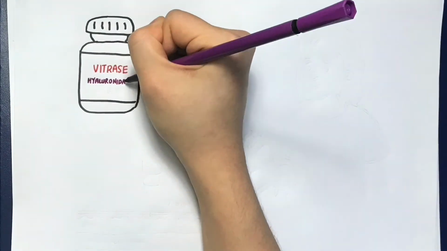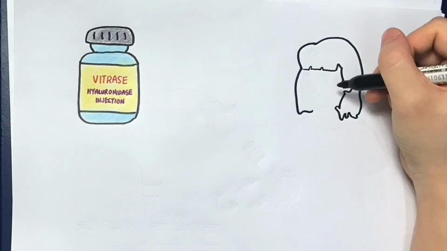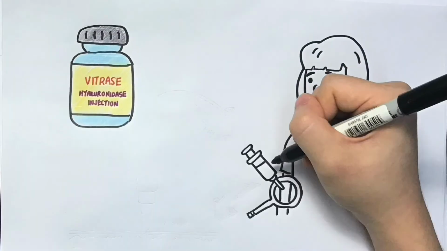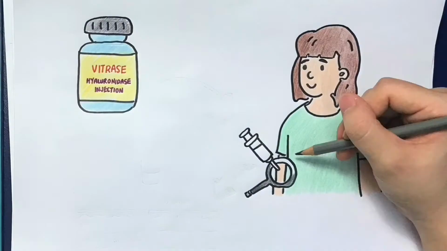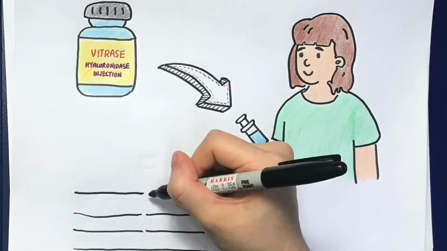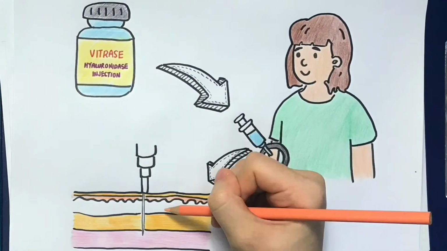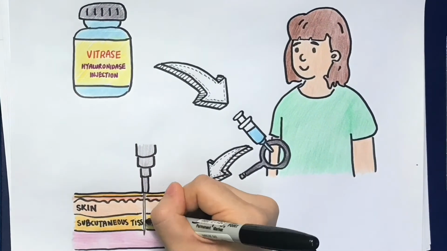Vitrace is commonly supplied as a sterile, non-preserved and colorless solution with a pH of 6.4 to 7.2. The method to inject Vitrace into our body is the subcutaneous injection method. In this type of injection, after the drug is drawn into the syringe, a short needle is used to inject the drug into the subcutaneous layer, which is between the skin and the muscle tissue.